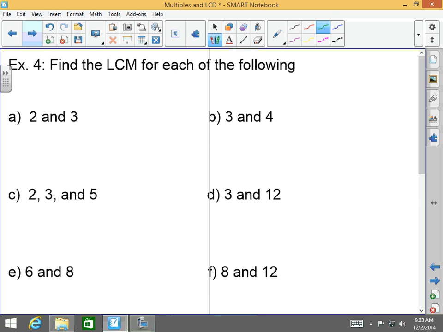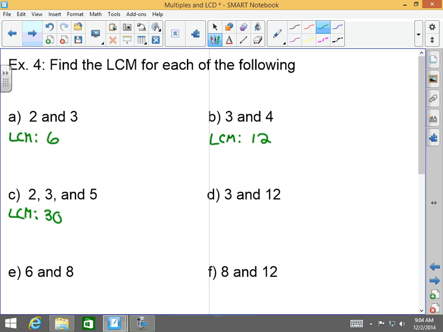So, for the first set here, let's just find the LCM, the least common multiple. Let's see if our multiplication skills are strong. What's the least common multiple of 2 and 3? 6, good. What's the least common multiple of 3 and 4? 12, excellent. What's the least common multiple of 2, 3, and 5? 30, very good, very impressed.